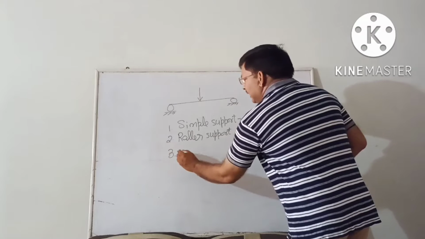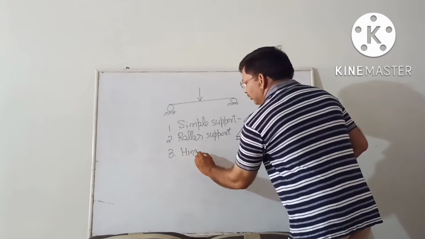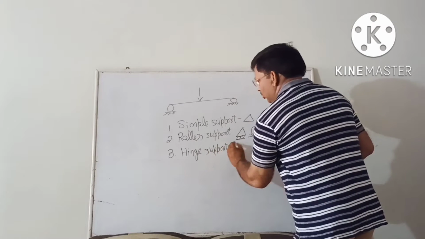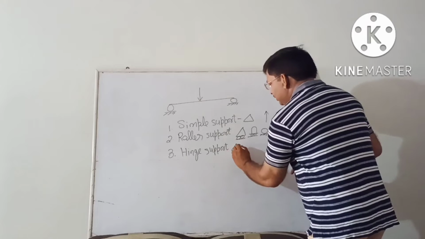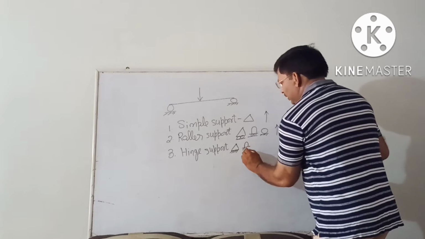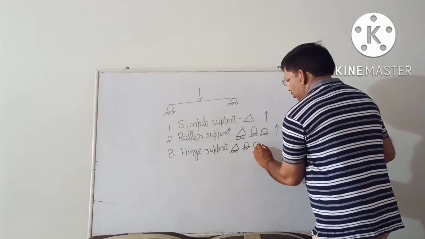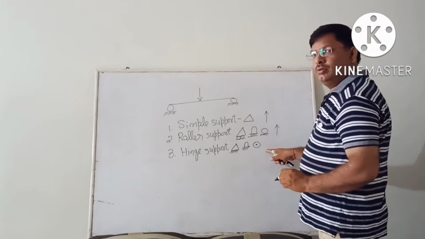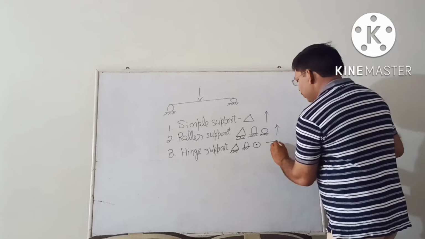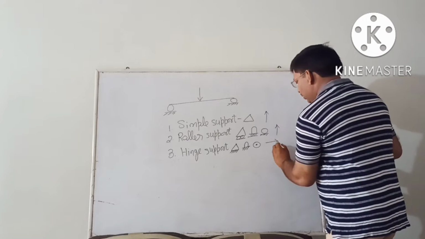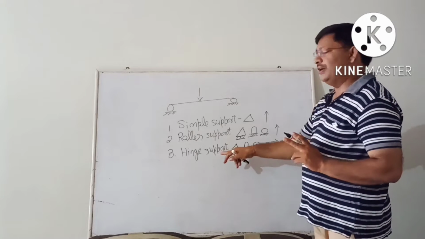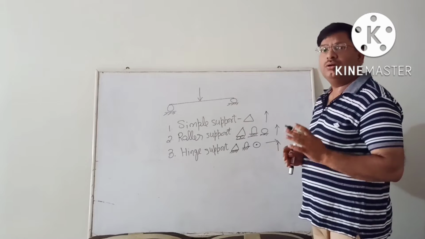Now the third one is hinge support, which is also known as pin support. It is represented by a triangle with hatching, or in this way, or like a pin joint. So whenever we draw the free body diagram of a hinge support, we have to take one vertical reaction and one horizontal reaction. So we take 2 reactions in case of hinge support.